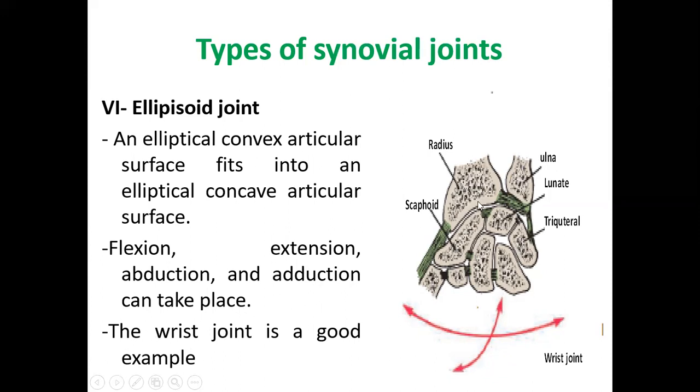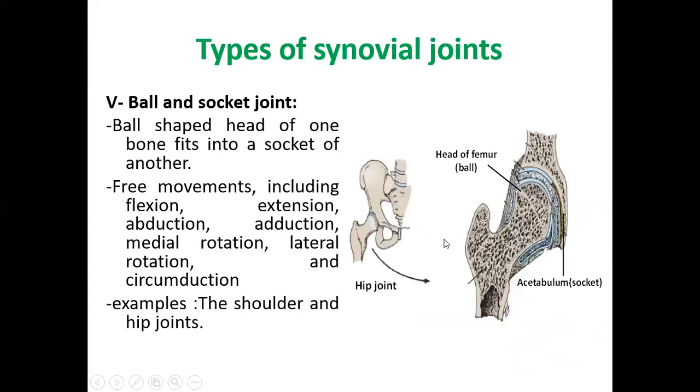So where is the wrist joint? This one is the wrist joint, between the radius and the carpal bones. Radius and the carpal bones. So this joint is called the ellipsoid joint. One is concave and the other is convex.